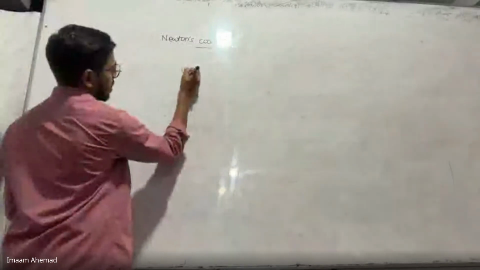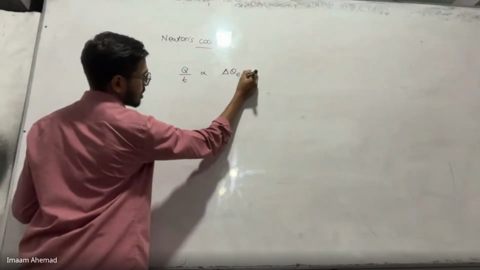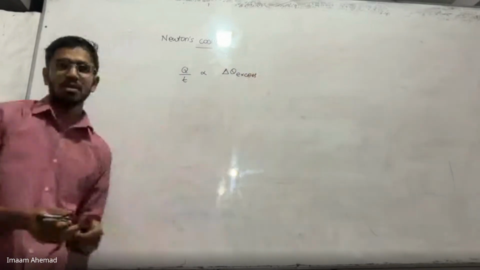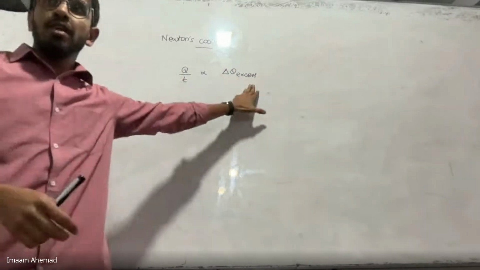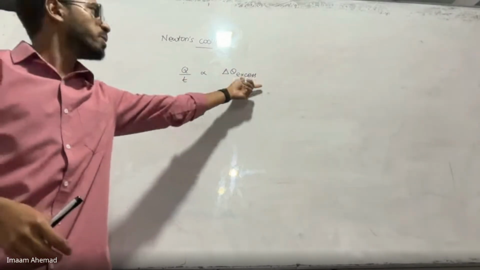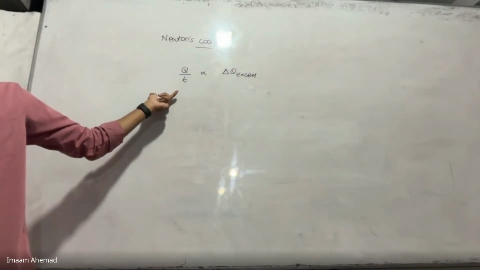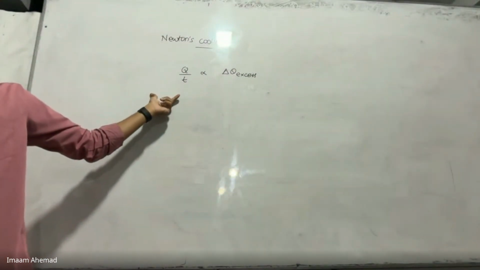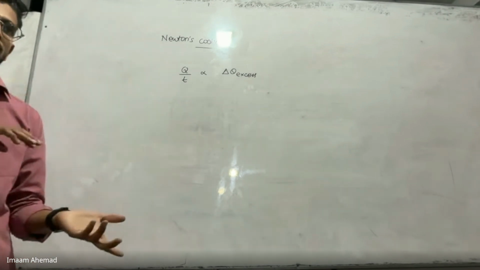Now, Q over T proportional to excess temperature. This is the law. If this is proportion, then if I plot a graph between them, what type of graph should I get? If it is directly proportional, what type of graph will we get? Y is equal to mx graph. So if we can get a y is equal to mx graph, then we can verify this.